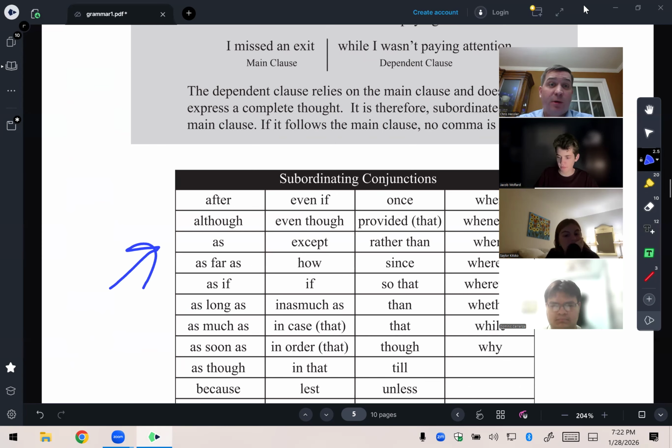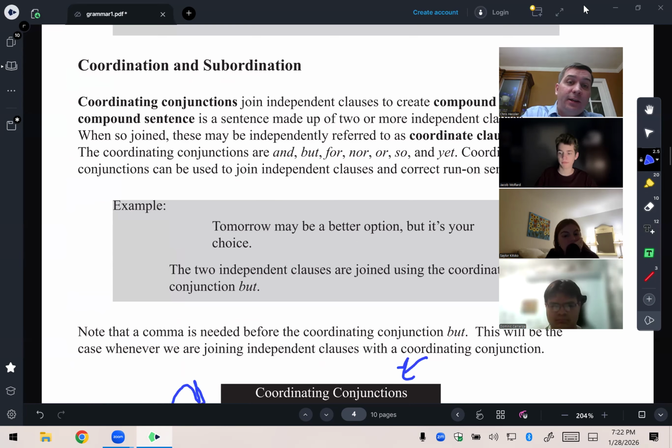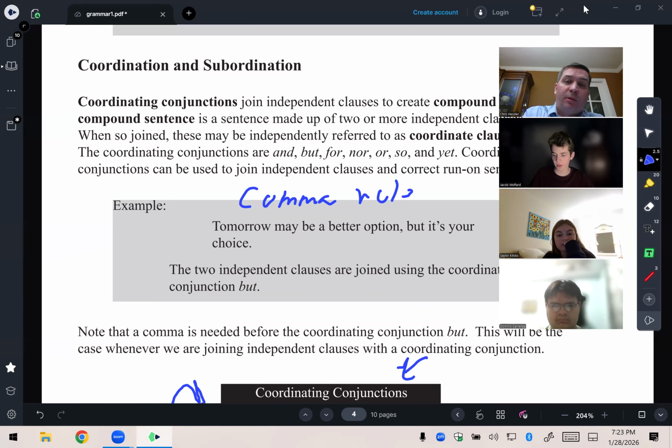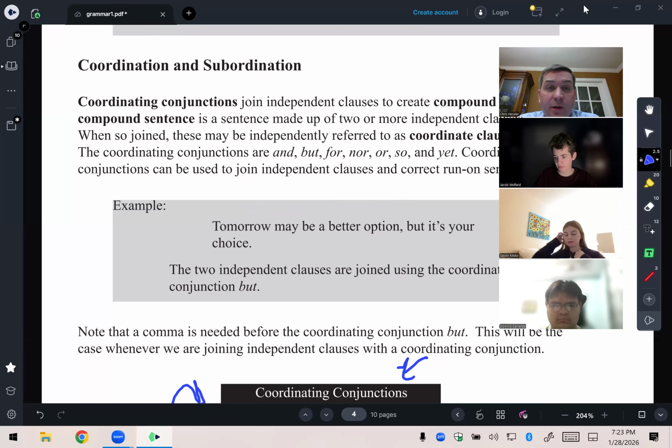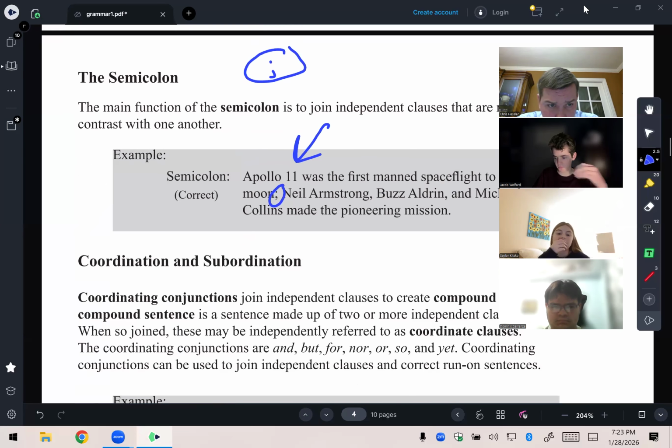And this is just a comma rule. At the end of the day, this is going to be like a 5-minute explanation for a little comma rule. That's all we're concerned about, but they're different, so we've got to go over them. Anyway, the coordinating conjunctions are and, but, for, nor, or, so, and yet. We use them to form coordinate clauses. Coordinating conjunctions can be used to join two independent clauses and fix run-ons. That's the main reason we like to use them.